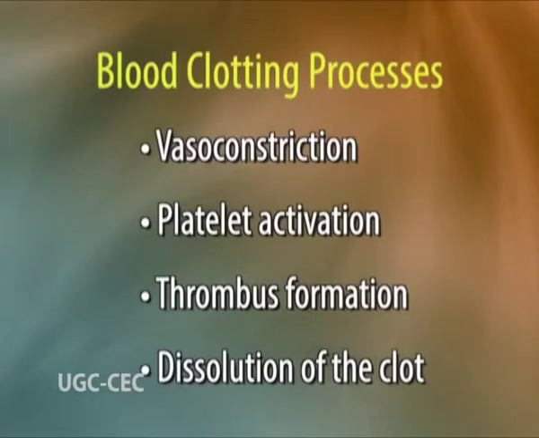Coagulation or blood clotting is of enormous physiological importance as it prevents further hemorrhage. Efficient control of bleeding occurs through a complex process called hemostasis, which includes 4 basic steps of blood clotting processes, which are vasoconstriction, platelet activation, thrombus formation and dissolution of the clot.